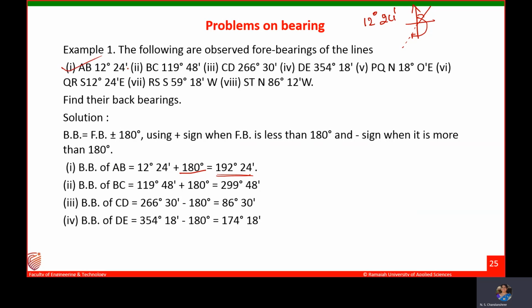Next line is line BC. For the line BC, it is 119 degrees 48 minutes, which is here. So what we want is this angle. So 119 degrees 48 minutes plus 180 degrees will give us 299 degrees 48 minutes.